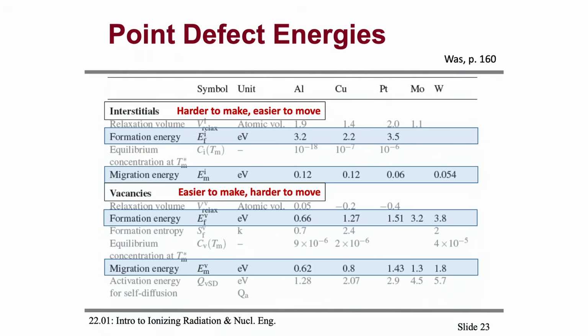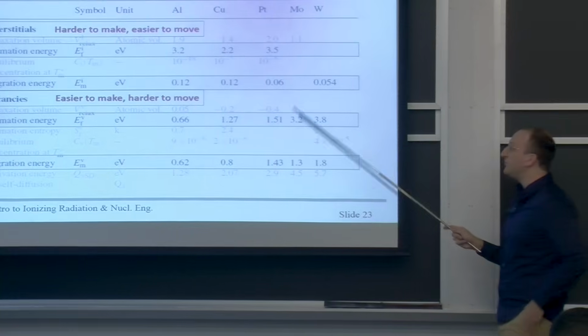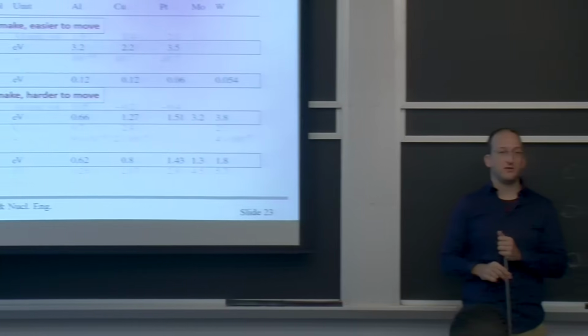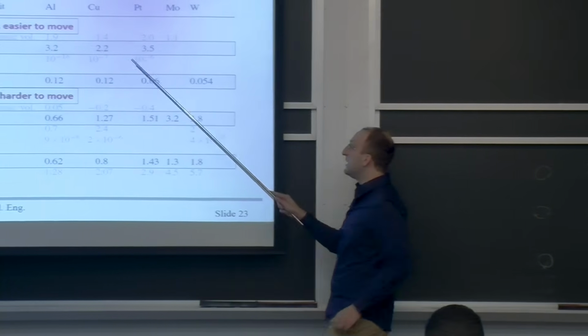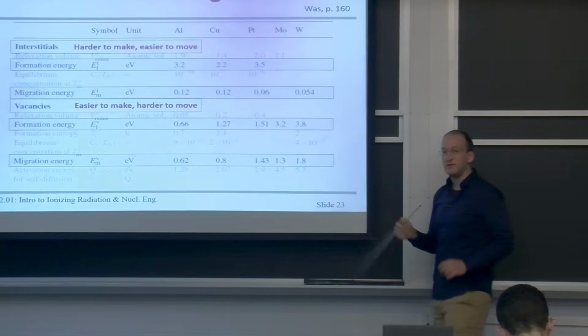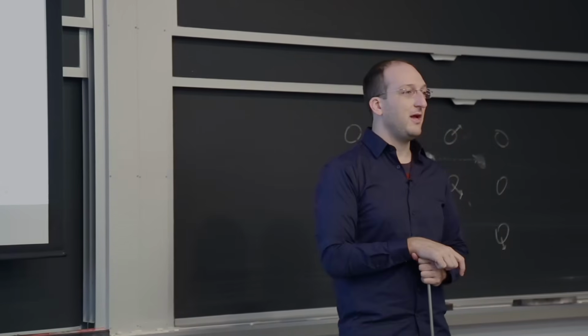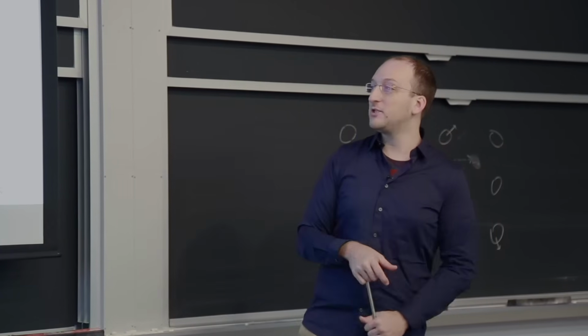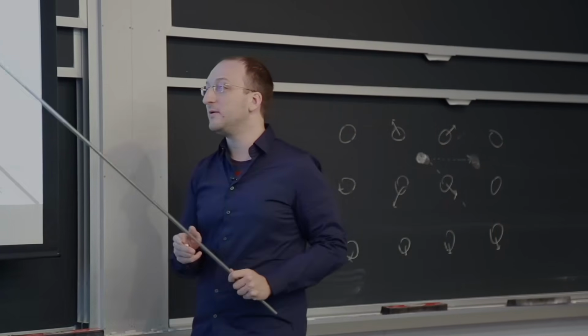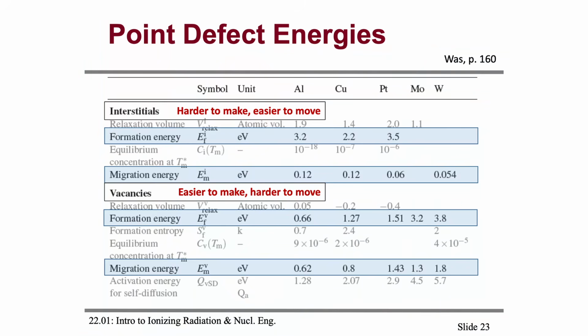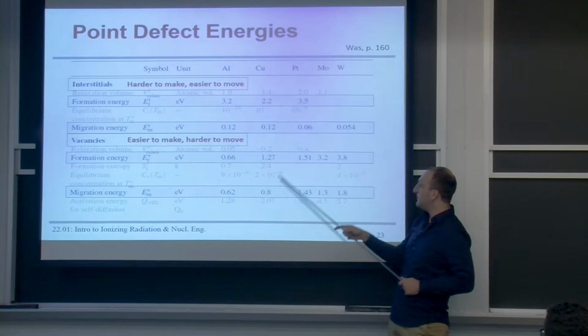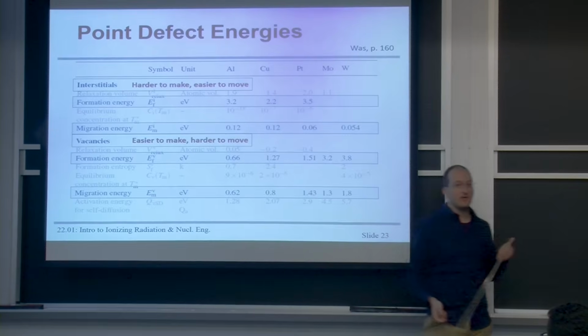We can look at the energy required for an interstitial to move. We notice it's really small fractions of an electron volt, whereas creating them takes 2 or 3 electron volts. In atomic land, that's a very high energy penalty. Now let's look at vacancies. They're quite the opposite. They're rather easy to make, but they're very hard to move compared to interstitials. Notice that the energy of movement is about the same as the energy of formation for vacancies.